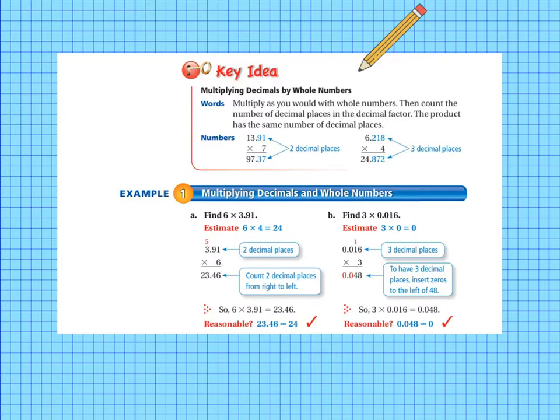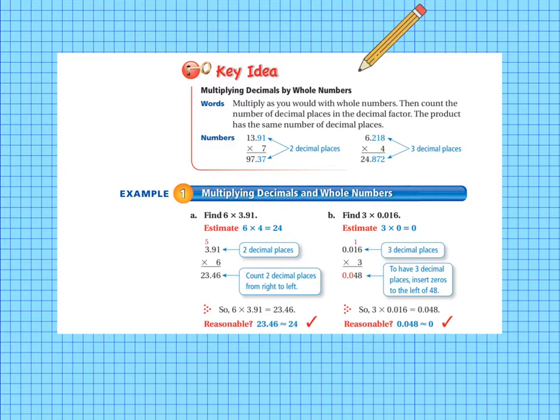Please note that you will see the yellow pencil icon at the top of the page. That means that you need to copy this key idea into your math notebook. The key idea says multiplying decimals by whole numbers. Multiply as you would with whole numbers, then count the number of decimal places in the decimal factor. The product has the same number of decimal places. Please copy the examples as well. That will help you understand your notes better.